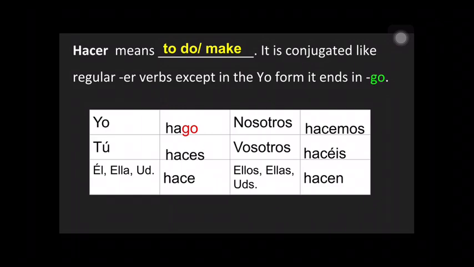Remember, hacer means to do or to make. So when you say yo hago, it can mean I do or I make, or you do or you make, and so on and so forth.